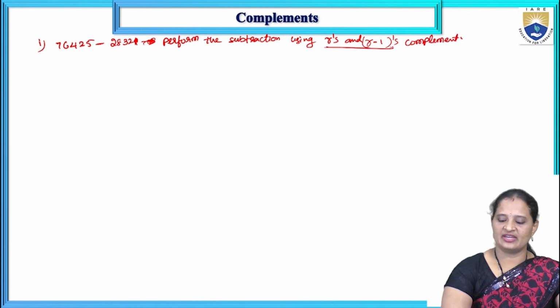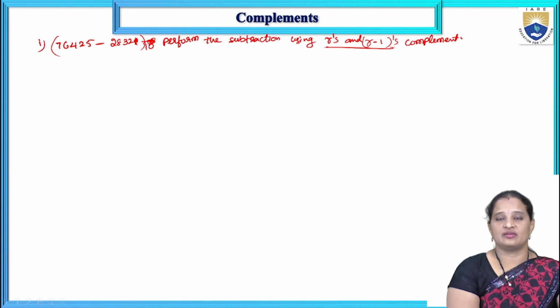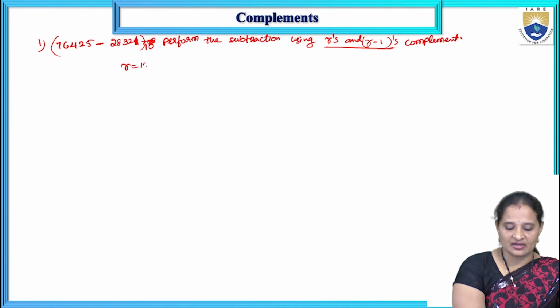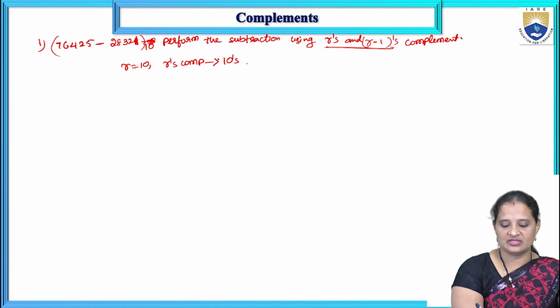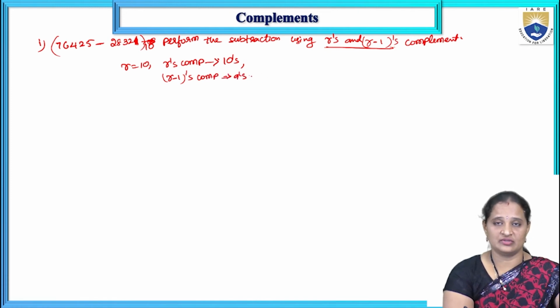He didn't mention it directly. Here it is given as base 10. Base 10 means it is a decimal number, so what is r here? 10. Then r's complement means 10's complement, and (r minus 1)'s complement means 9's complement. We need to identify this if it is not given.